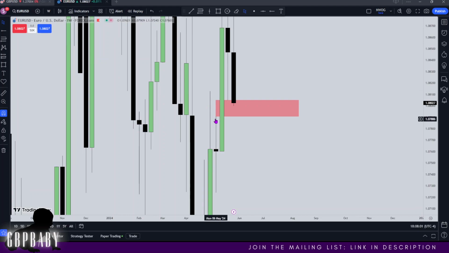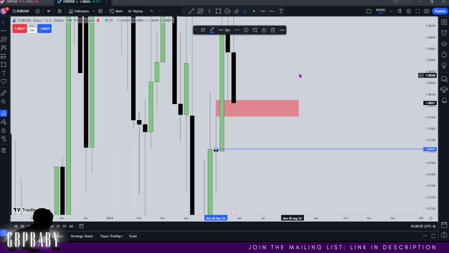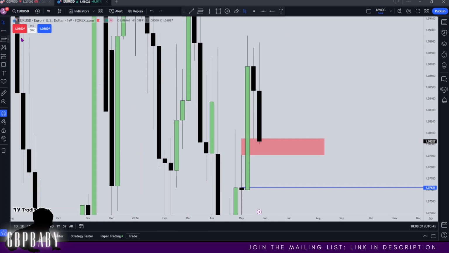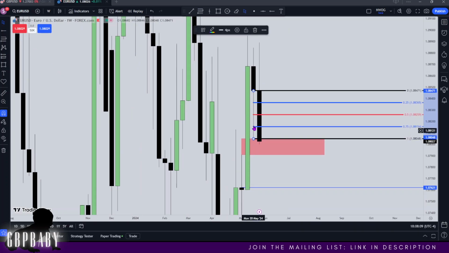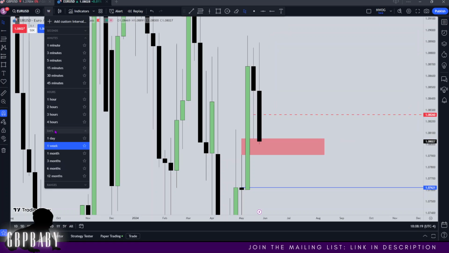So this one's a lot smaller, and then after that it would be this bullish order block right here. And then in terms of resistance, I'm looking at this wick as 50% level. So let's get that marked out as well. We'll make that red and dashed. And then let's drop down to the daily and take a closer look.